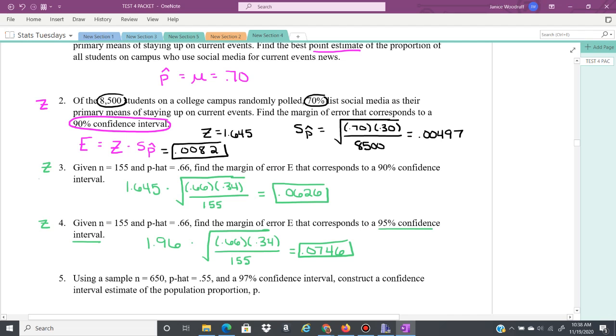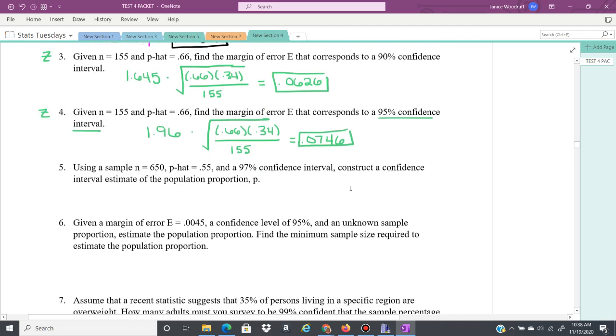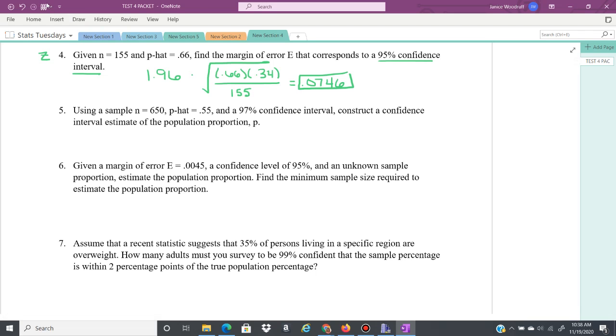Okay, so those are your margin of errors. Now in number 5, we're going to go on to a confidence interval estimate. We have a sample size of 650. We have a p hat of 0.55, a 97% confidence interval, and we want to construct a confidence interval estimate of the proportion. So the confidence interval estimate is going to be your p hat plus or minus your margin of error.